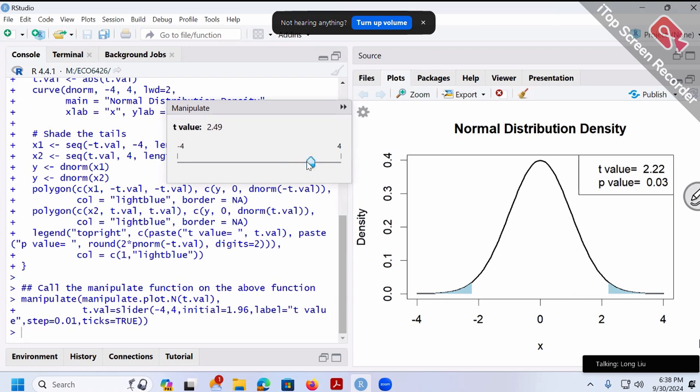A large t-ratio means my t-value right here is far away from the center zero, right? If I'm far away from the center, then the shaded error right here will be very small, right? That's why in method number one, we use a large t to make our decision. How large is large? If larger than 1.96, it means our value is kind of far away from the center. That's why in method number one, we use the t ratio, if it is larger than 1.96, to make the decision, right?